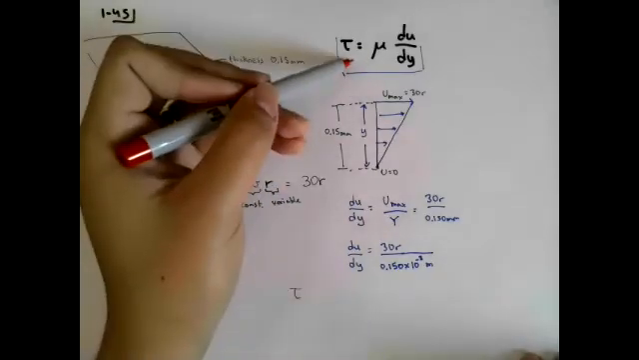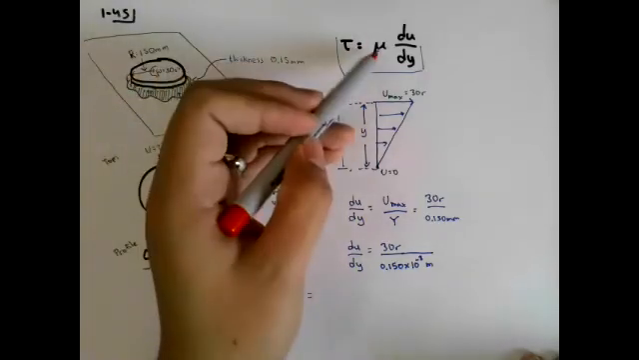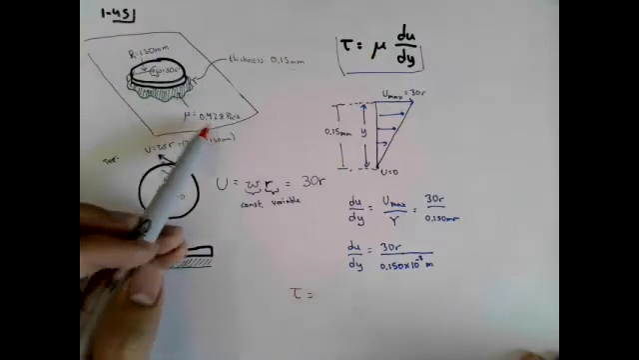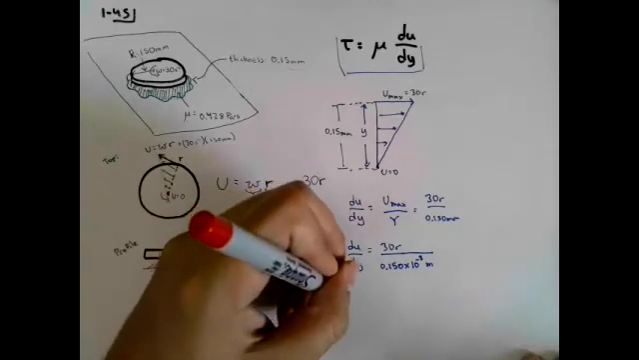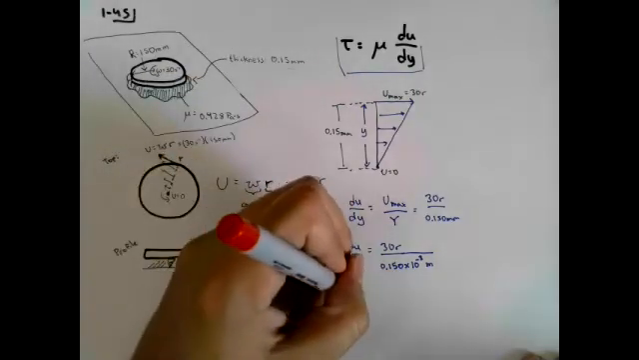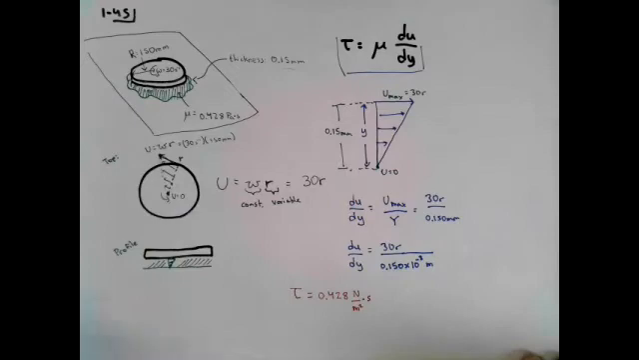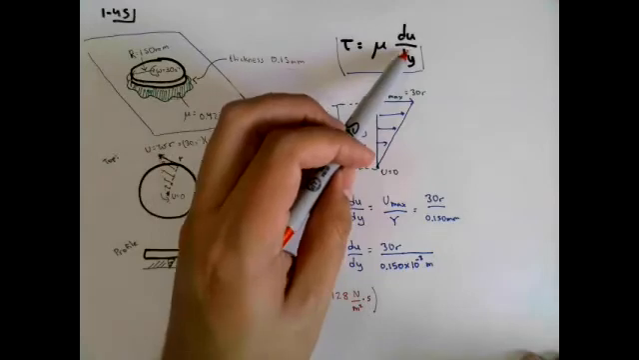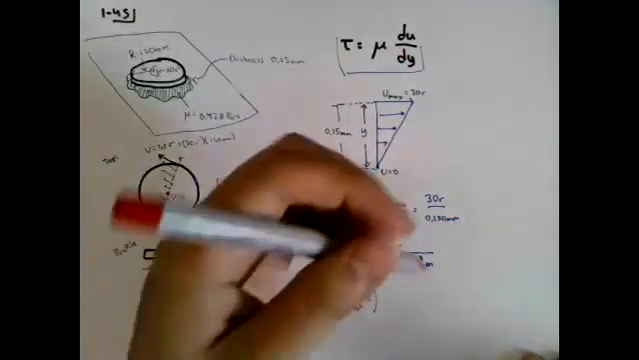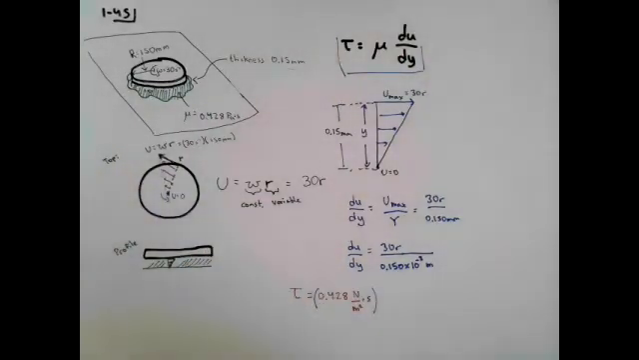So we get that the shear stress at a point in a fluid is equal to its viscosity. And do we know the viscosity of oil? Yes, it was given to us to be 0.428 Pascal seconds. I'm going to write Pascal as newtons per meter squared. And now if we multiply our viscosity times our strain rate, then we get our shear stress. So our strain rate we see is 30R divided by 0.15 times 10 to the negative 3 meters.